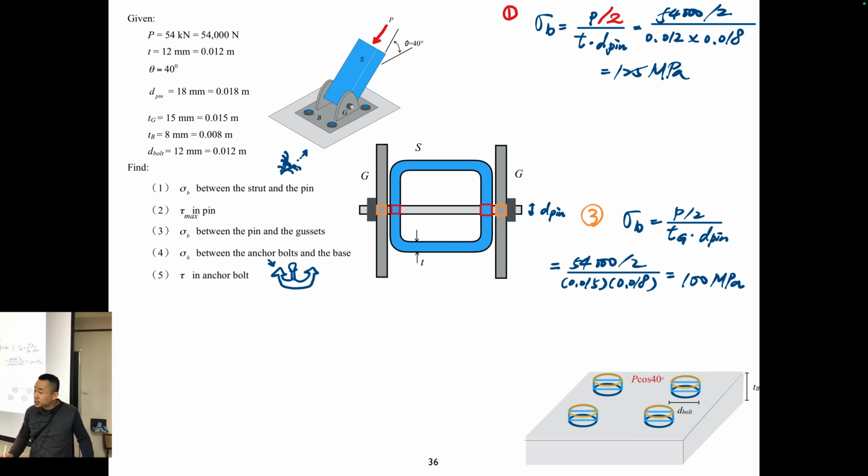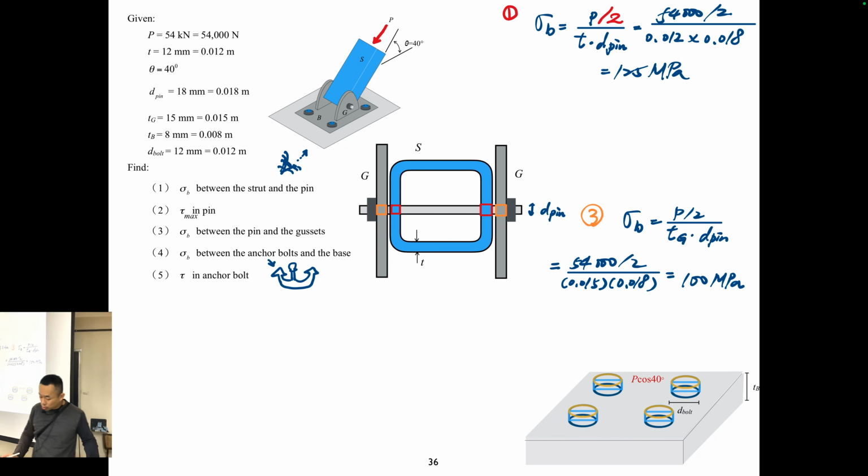And then you notice that the pin is going to hit you, right? Because the pin stops the strut, but the force is still there, right? So the pin is going toward you, but the gusset helps you to stop it, right? So the gusset also has bearing stress. So for the gusset, half P divided by Tg times dP, and you got 100 MPa.